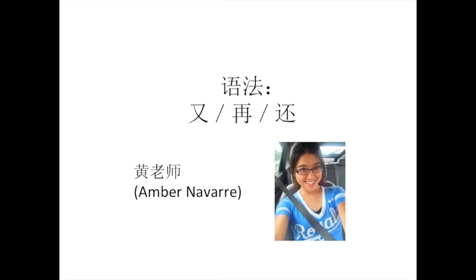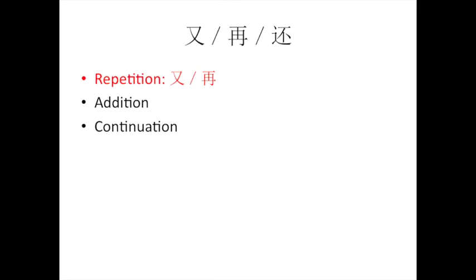Today we will learn three very important and commonly used adverbs: 又, 在 and 还. We have learned all of them long ago, but today we're going to talk about the advanced uses of them. We use these adverbs to express repetition, addition, and continuation of actions and states. Let's first look at the repetition of actions, for which we use 又 or 在.